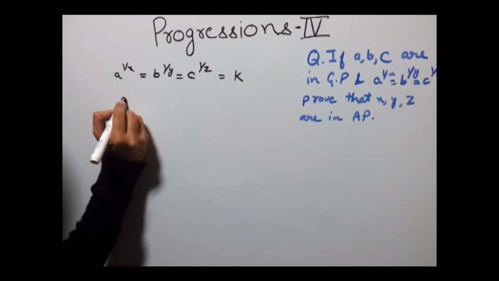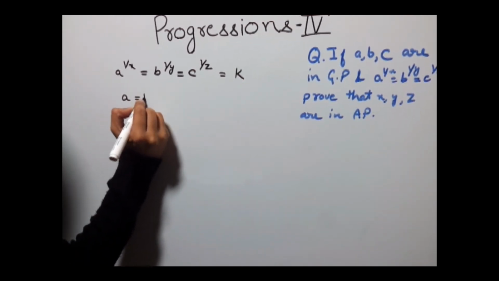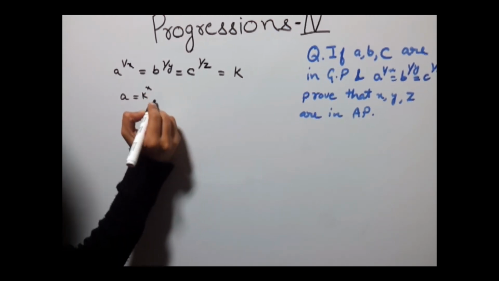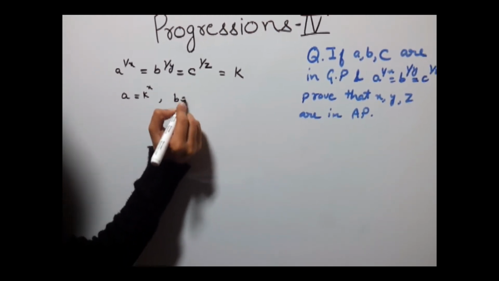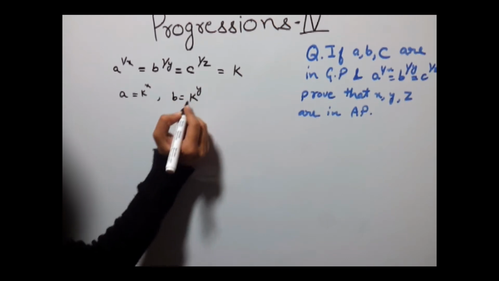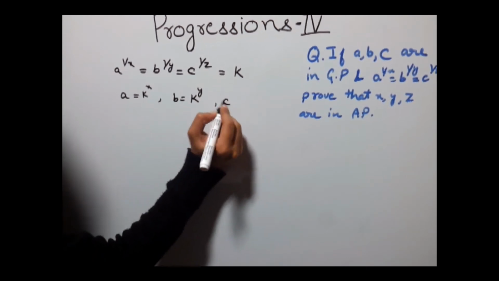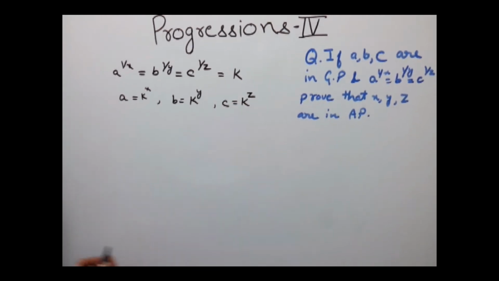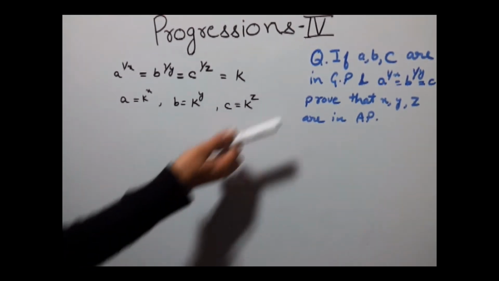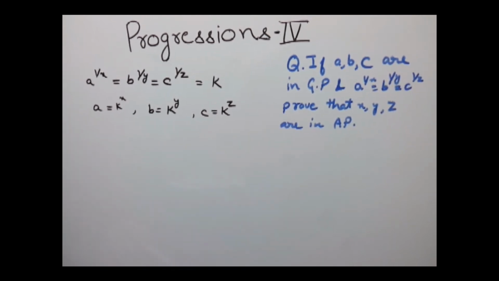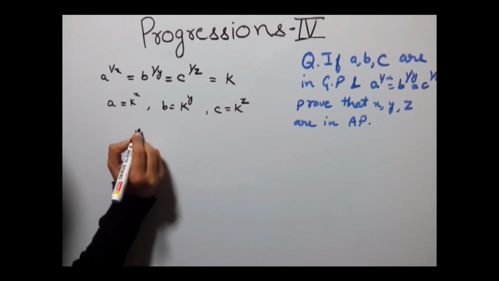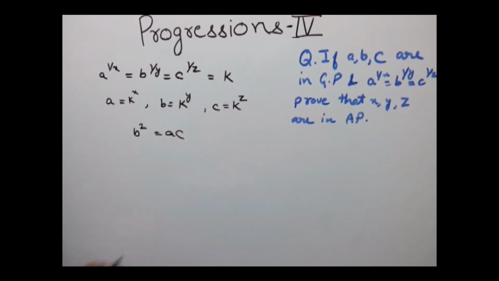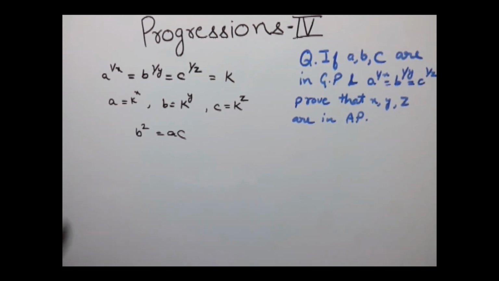So a will be equal to k to the power x. Similarly, b will be equal to k to the power y and c will be equal to k to the power z. Now it is also given that a, b, c are in GP. So b squared is equal to ac. This we have learnt in our earlier classes.